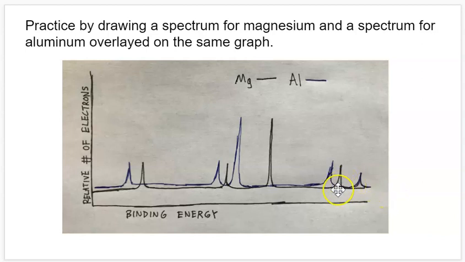And from this, we can see that the first ionization energy of aluminum is lower than the first ionization energy of magnesium. However, on average, the electrons from aluminum are harder to remove due to that stronger force from the nucleus.